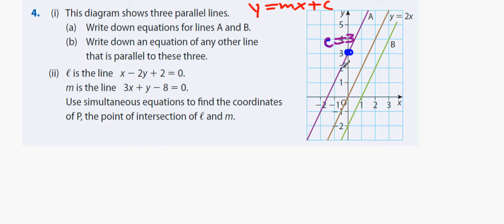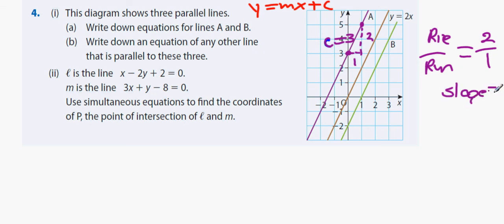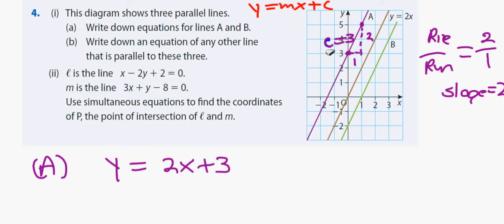Now we try and get the slope here. To get the slope, we just need 2 points on the line. So what we can do here is get the 2 points on the line here and here. Now we're going to do rise over run. The rise is 2 and the run is 1, so rise over run is going to be 2 over 1. Slope is 2. So slope equals 2, c value equals 3. So the equation of line A is going to be y equals 2x plus 3.